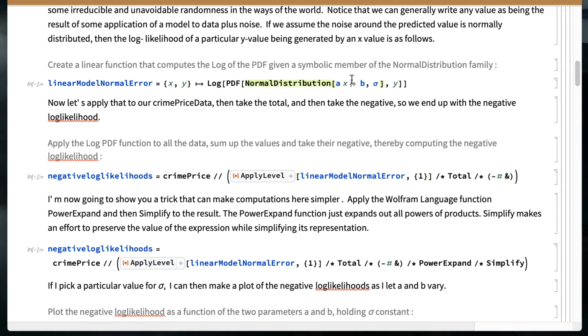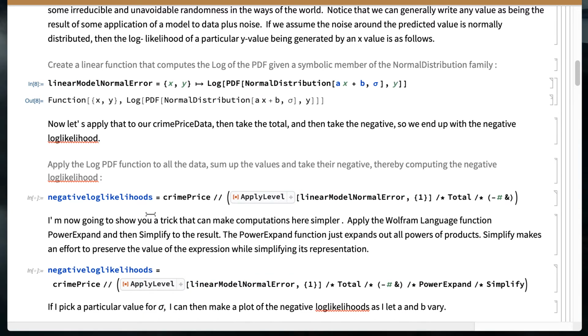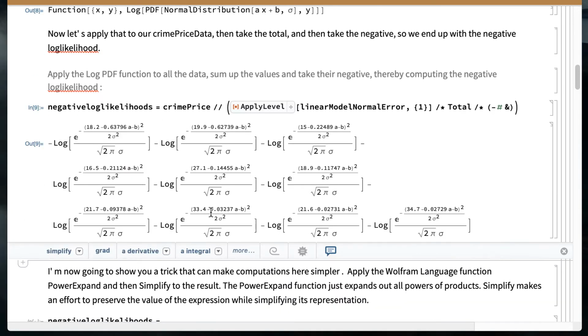First of all, let's evaluate this function so it's in the kernel. See how it's color-coded blue, and that's a hint to me that the kernel doesn't know what I'm talking about? All right, we're going to compute this. We'll call this negative log likelihoods. And there we go. It's some very elaborate expression involving logs and pi and sigma and a and b.